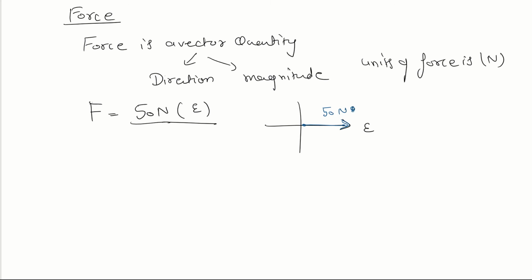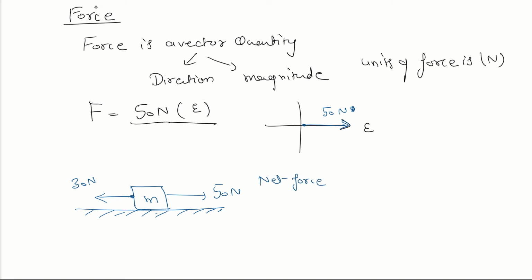Now let's take another example of force. If this is an object, the weight of this object is, let's say, m, and I apply a force of 50 newtons in the forward direction, and then there is an opposite force also being applied by my friend, which is 30 newtons, and I'm going to assume this is a frictionless surface. There's no friction on the surface. So what is the net force? That's what I wanted to find out.